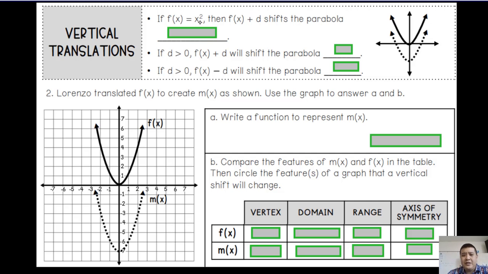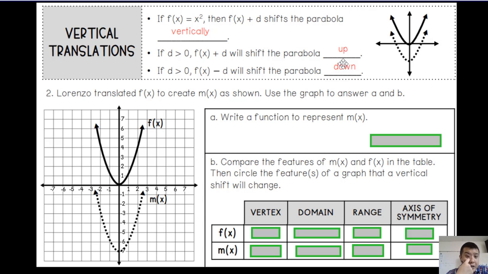So, if f of x equals x squared, then f of x plus d shifts the parabola vertically. When d is positive and we add d, we shift up, and when d is positive and we subtract d, the parabola moves down.